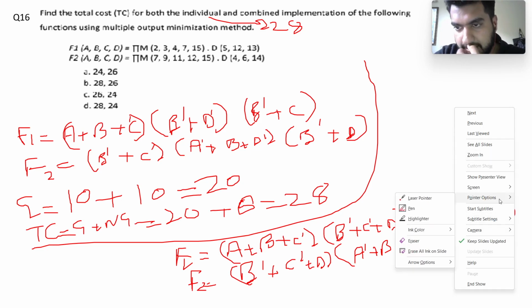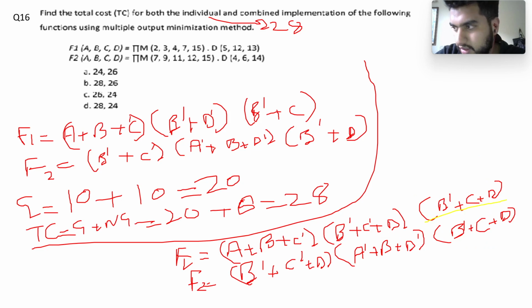Now to highlight the shared terms, I'll just use a different color. So this and this are shared, and this and this are shared.